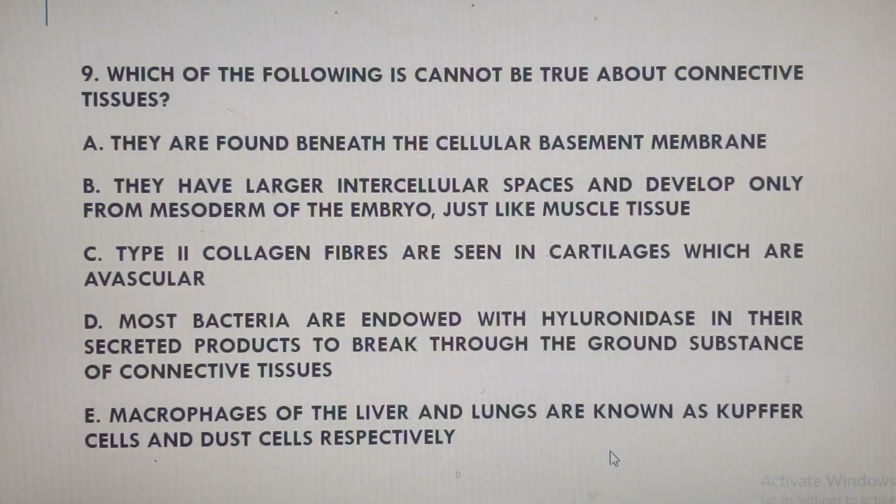Now, option E says macrophages of the liver and lungs are known as Kupffer cells and dust cells respectively. That's a very true statement. So macrophages, depending on the areas in the human body that we find them, have a special type of name. So let's try and justify these ones.